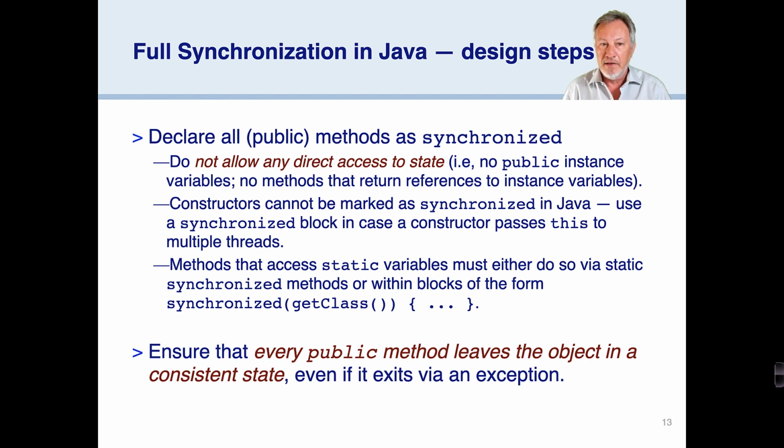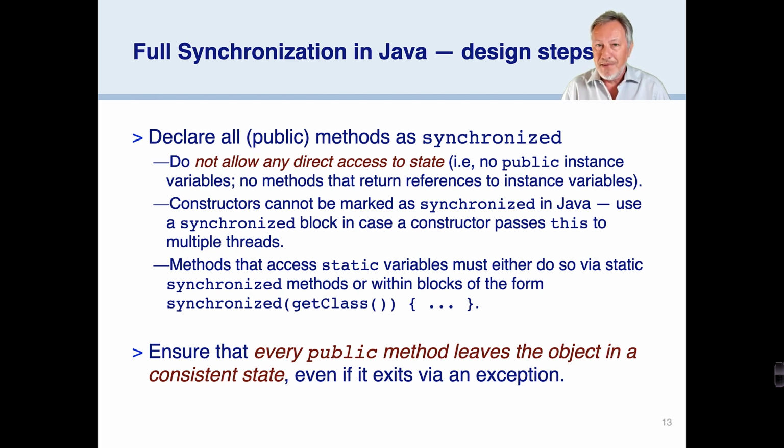How do you apply this? First of all, you simply declare all public methods as synchronized, and be very careful that the state of the object can only be accessed through these methods. There are no public instance variables, except possibly with the caveat of some final, so some immutable instance variables, and no methods that can return references to instance variables.